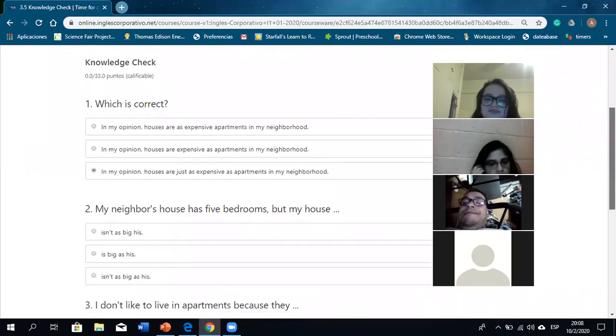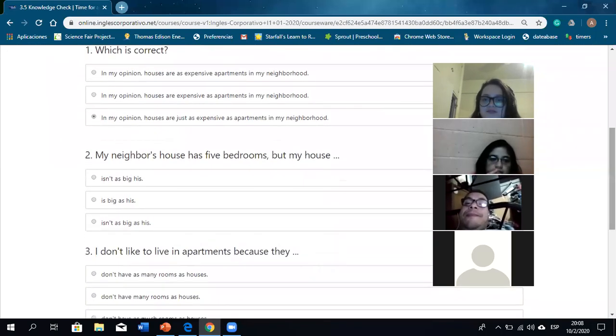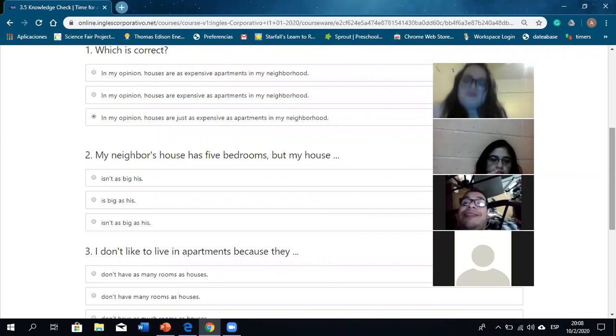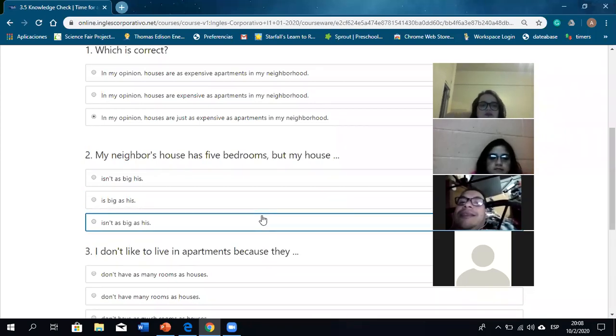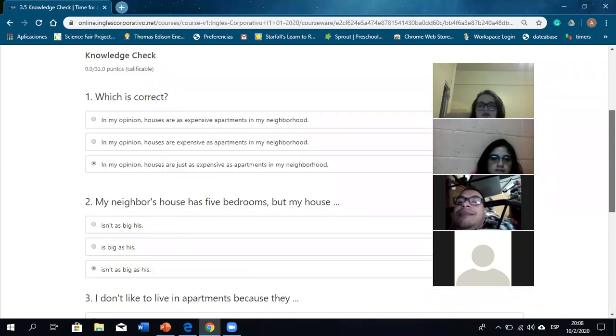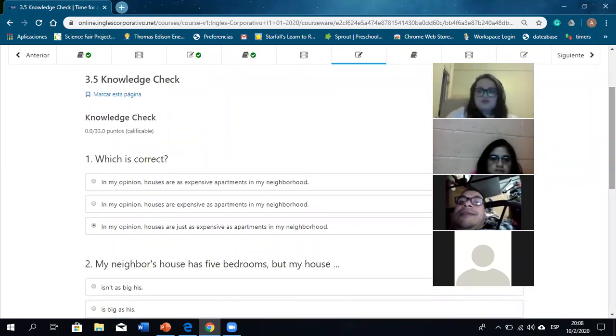Okay, Miguel Angel, number two. My neighbor's house has 5 bedrooms, but my house isn't as big as his. Aha, isn't as big as his. All right, that could work. Everybody go to section 3.5 and let's do the exercise together.